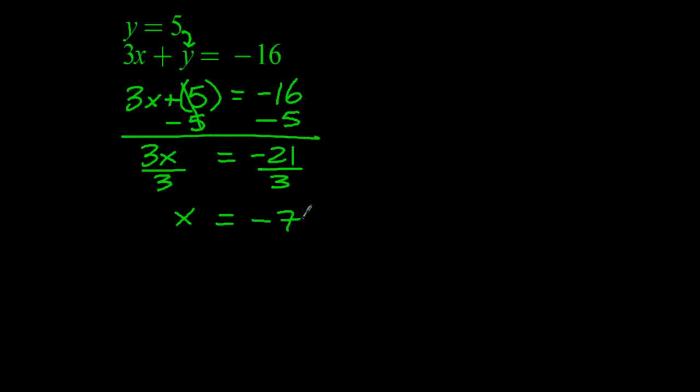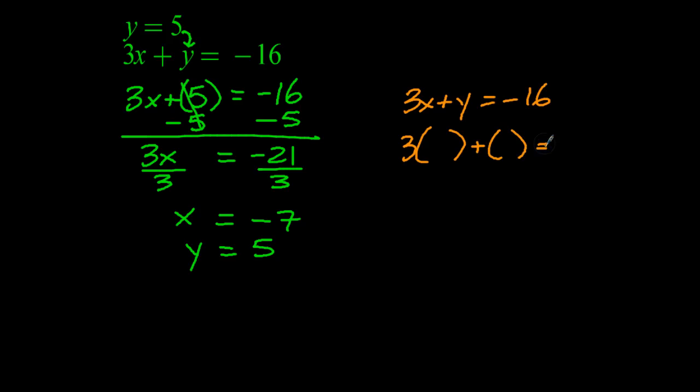Okay, and we also know that y is equal to 5. So let's go ahead and plug both of these in, or substitute in both values for x and y, into that original equation, right? So I have 3x plus y equals negative 16. So I'm going to do 3 times whatever x is plus whatever y is and see if it equals negative 16. Well, I know that x is negative 7. Okay? Negative 7. And y is 5, right? This one came over here.